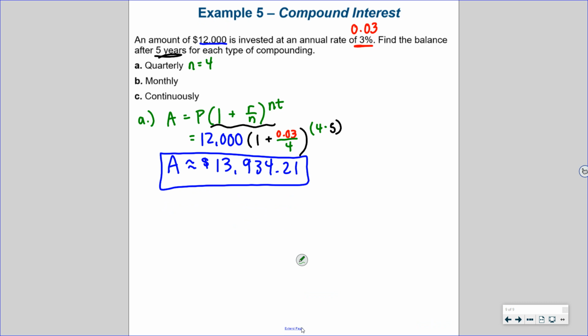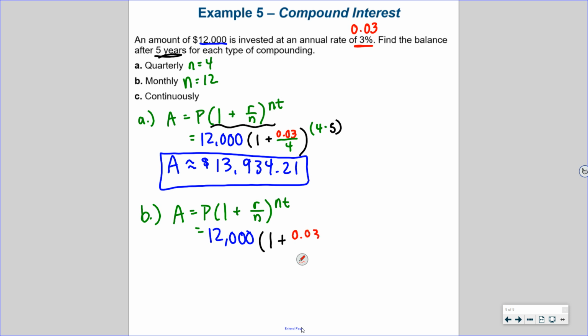Okay. What if we were to compound it monthly? How many times would I calculate my interest then? In a year? 12. So again, I'm going to use this formula. $12,000 is still my principal. So 1 plus my rate is still 3% annually. So I'm going to have to divide that by 12.